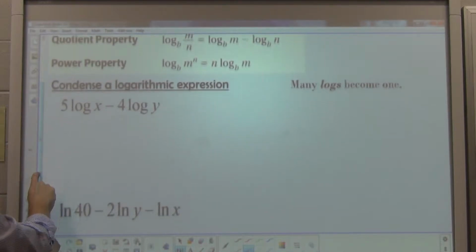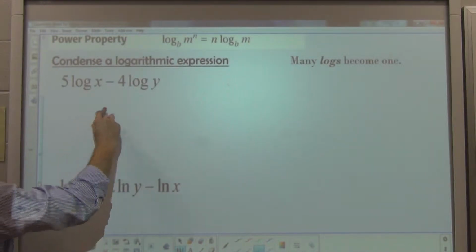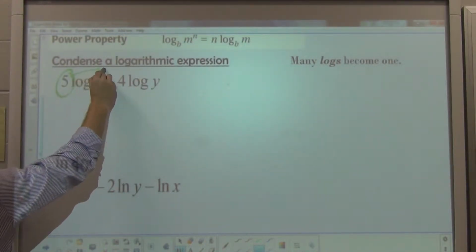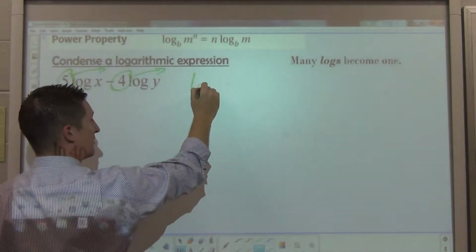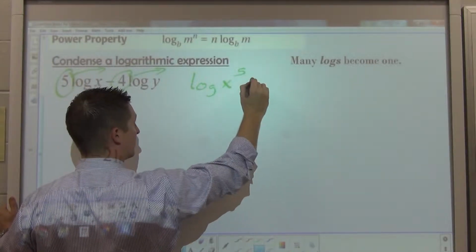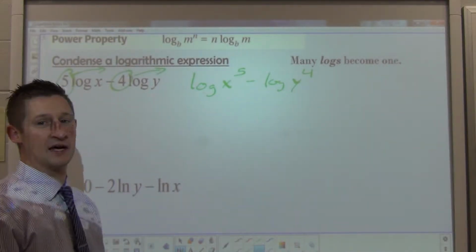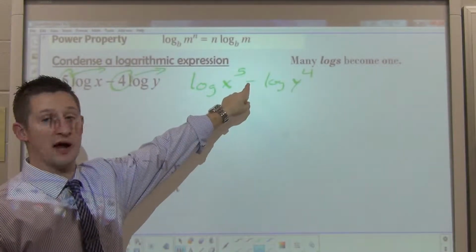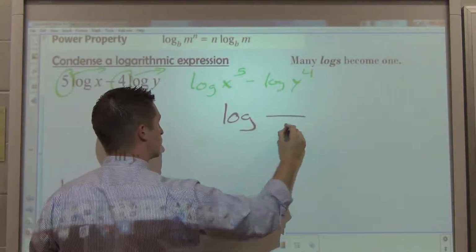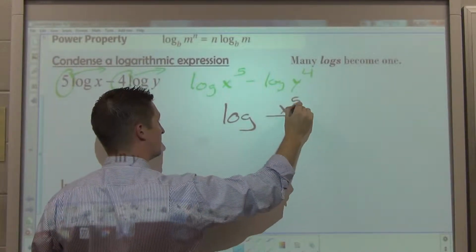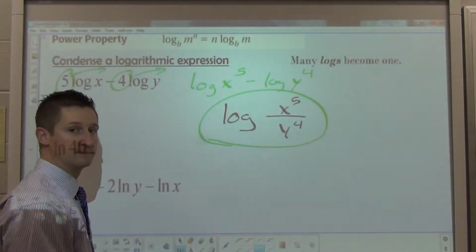So for example, 5 log x minus 4 log y, and I'm asked to condense it. I will start with the power property. I see this number 5 here in the front, that's going to become an exponent. I see the 4 in the front, that's going to become an exponent as well. So I'll rewrite this as the log of x to the 5th minus the log of y to the 4th. Then I'll use the quotient property because I'm subtracting the two logarithms. So this is going to become one logarithmic expression, the log of a quotient, the log of x to the 5th divided by y to the 4th. That'd be my final expression, condensed and ready to go.